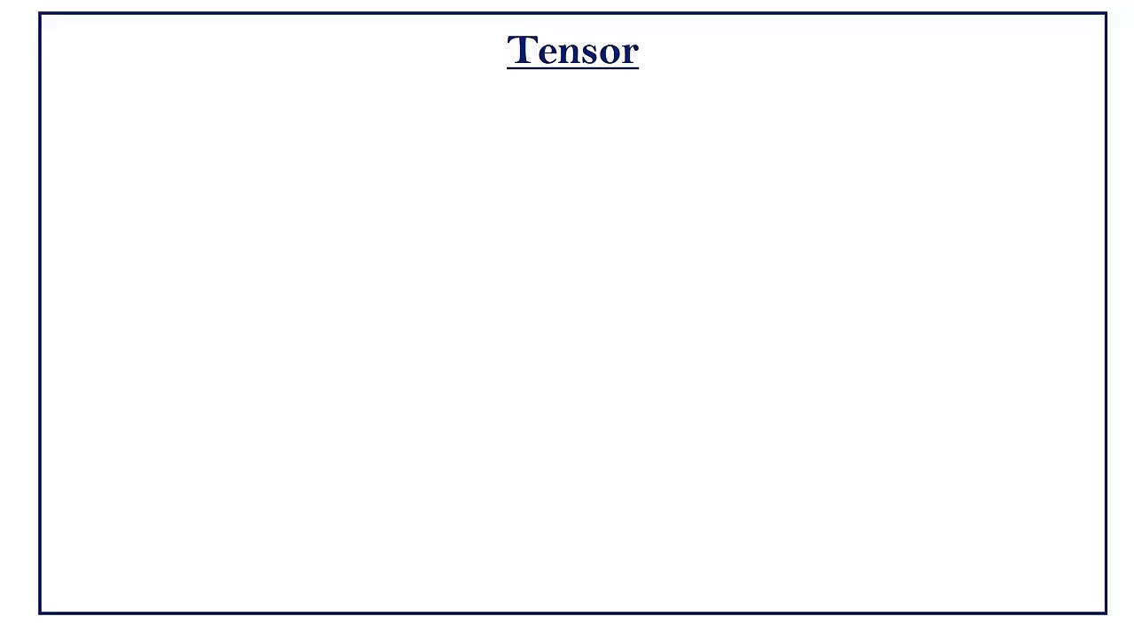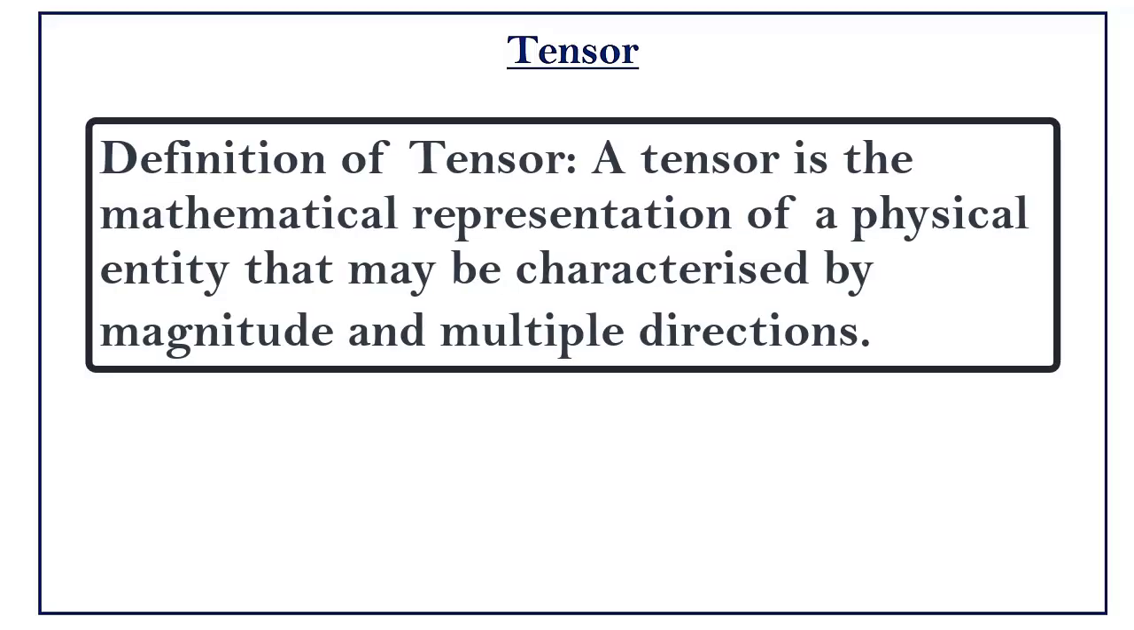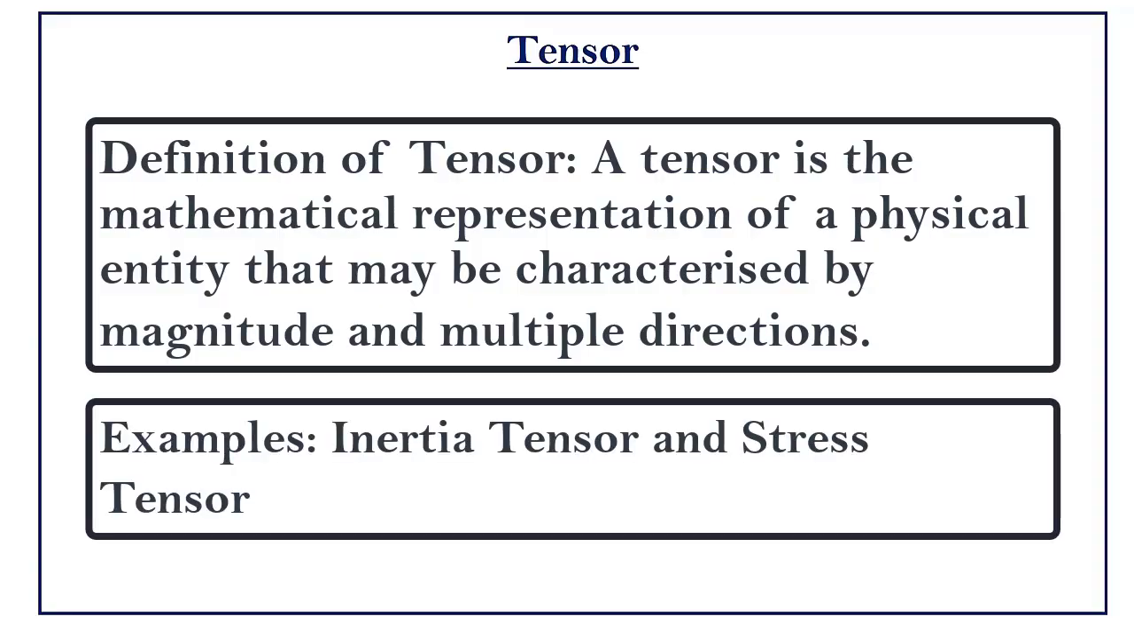Now, definition of tensor. A tensor is the mathematical representation of a physical entity that may be characterized by magnitude and multiple directions. Some favorite examples are inertia tensor and stress tensor. Unless you know the basic features of tensor, this definition will not work. I mean to say that to understand the definition of tensor, you need to first follow some steps that I'm going to disclose in this video.